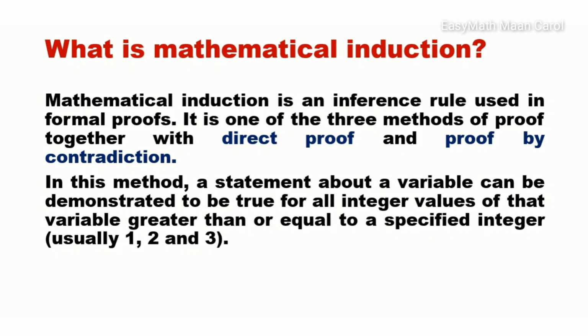So sabi dito sa method na to, yung isang statement tungkol sa isang variable ay pwede nating mapatunayan na totoo para sa lahat ng values ng integers simula sa 1, 2, 3, hanggang sa kahit na milyon o kahit gaano kadami na mga data yon. So, yun yung gagawin natin ngayon. Ipapatunayan natin na kapag true siya sa 1, 2, at 3, true siya para sa lahat ng values ng n.